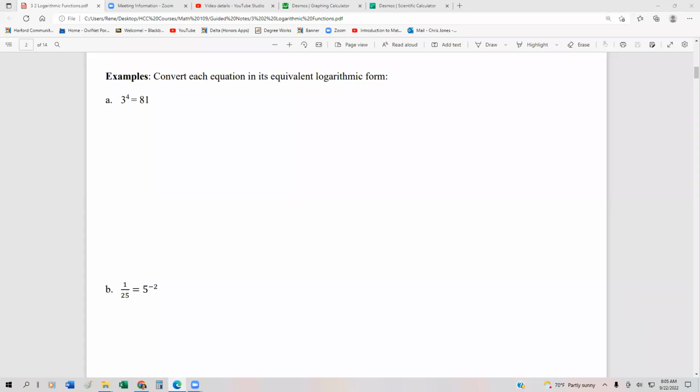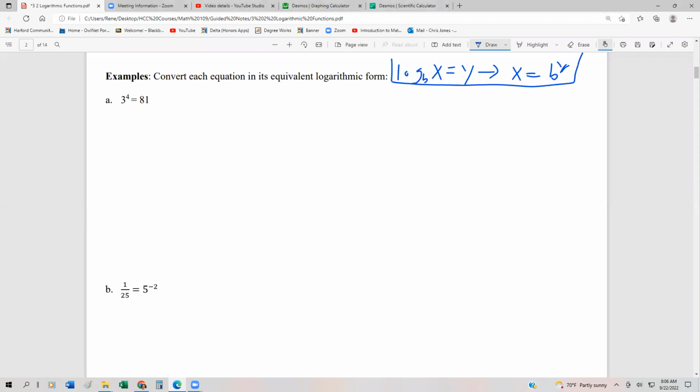In the previous video, we defined logarithms and we also took some logarithms and turned them into their exponential form. Now we're going to go the other way, in which we take these exponential equations and convert them into logarithmic equations. And remember, if you have log base b of x is equal to y, that means the same thing as x equals b to the y. That's going to be important that we remember throughout the remainder of this section as well as the remainder of the semester.